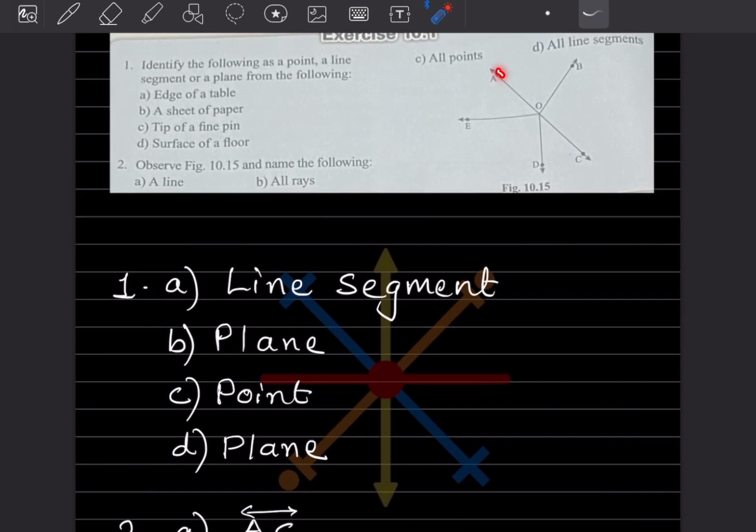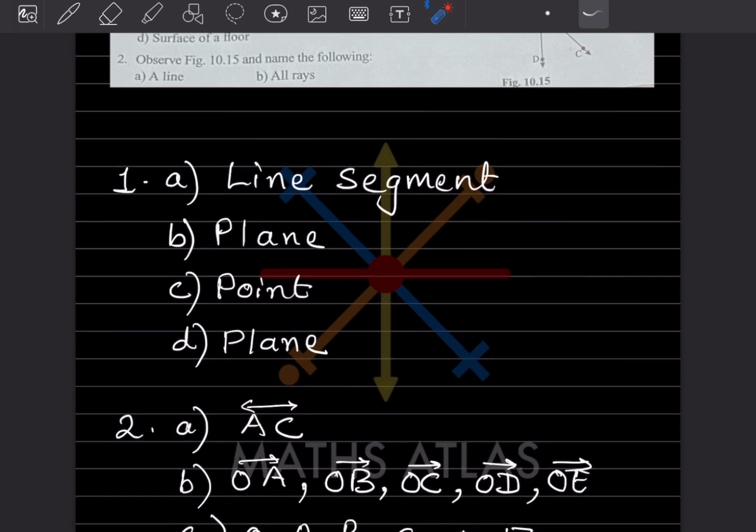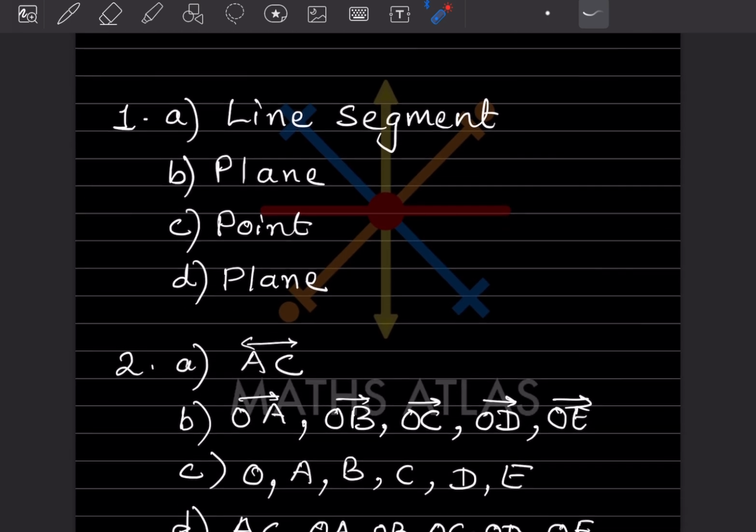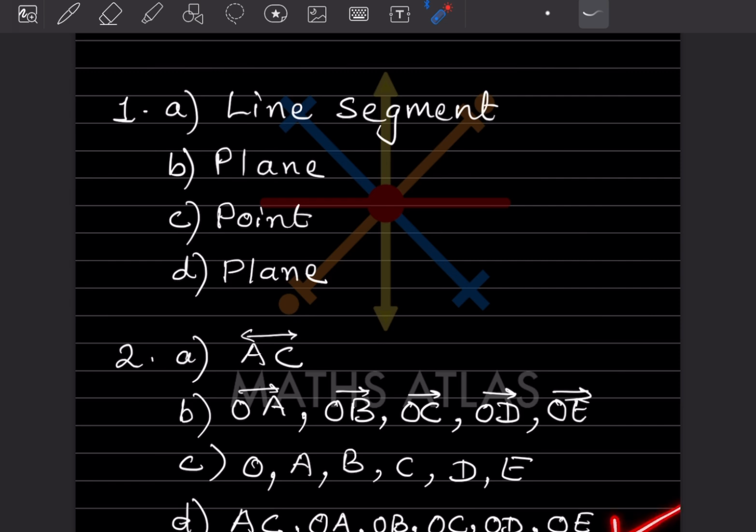So this AC, from here to here, this is one. Then again from here, OA, from here to here, then here to here, here to this one and this one. So these are the line segments from this point to this point. See, these are the line segments. So this is the answer for that one.